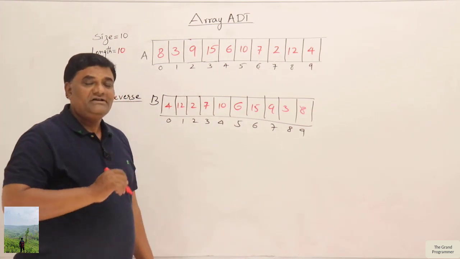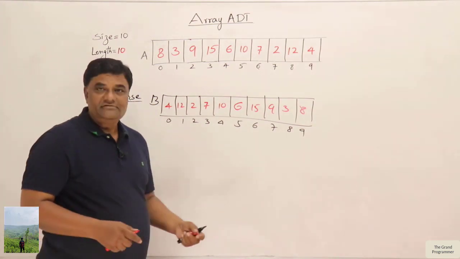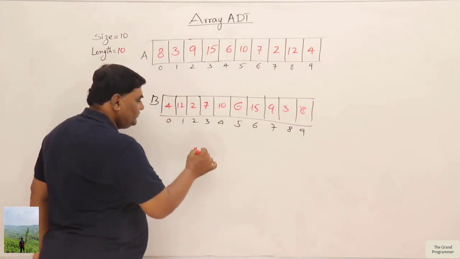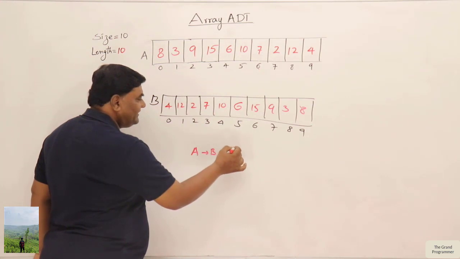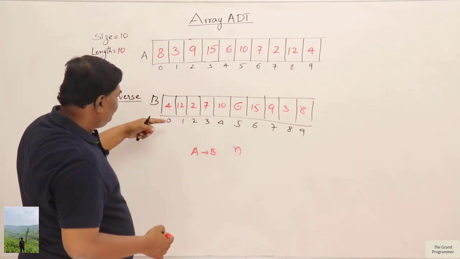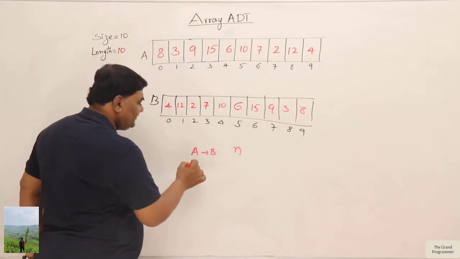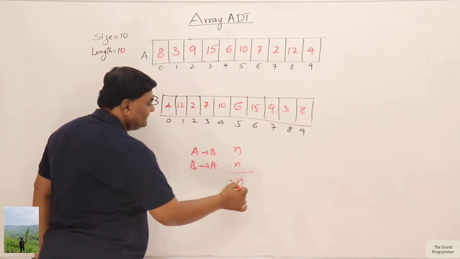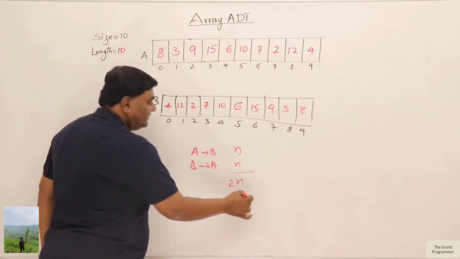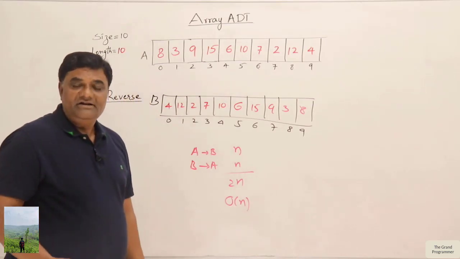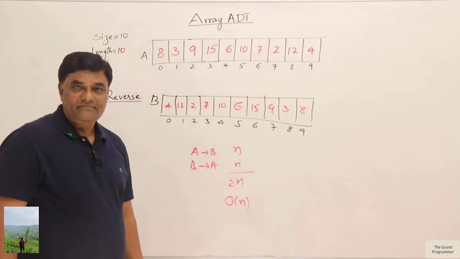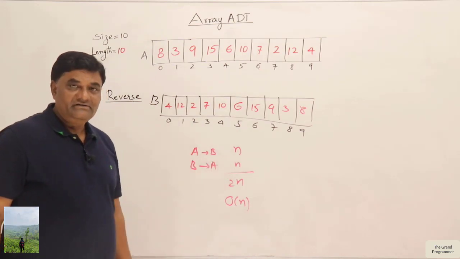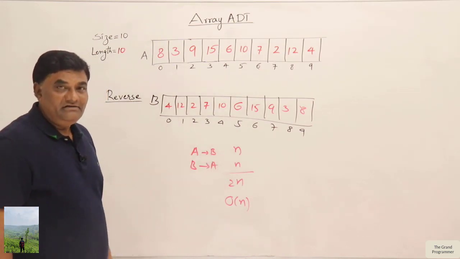How much time is it taking for reversing the elements? Reverse copying from A to B: when you copy the elements, the number of elements is n. Then again you have to copy the elements from B to A. So B to A, again there are n elements. So total 2n. So it is order of n. So the time taken is order of n. Now let us write down the code for reversing the elements using auxiliary array B.